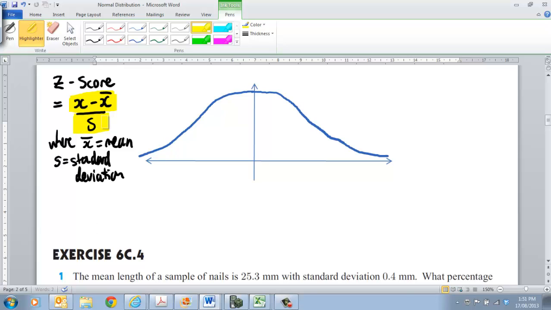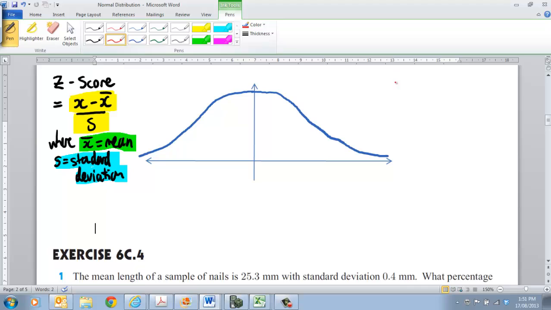Now the standard deviation, remember, is how far it varies from the mean, and remember within one standard deviation we have about 68% of the population, two standard deviations about 95%, and three standard deviations about 99% of our population falls within three standard deviations. So x bar is in fact our mean value, and our standard deviation is the S value.